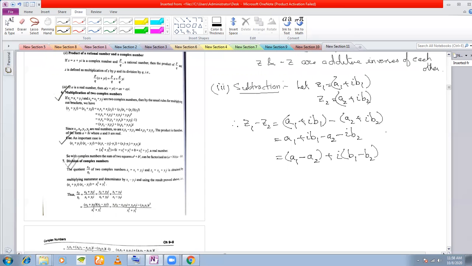This is how you subtract. Similarly, you can find z2 minus z1 also. z2 minus z1 is (a2 minus a1) plus i times (b2 minus b1).